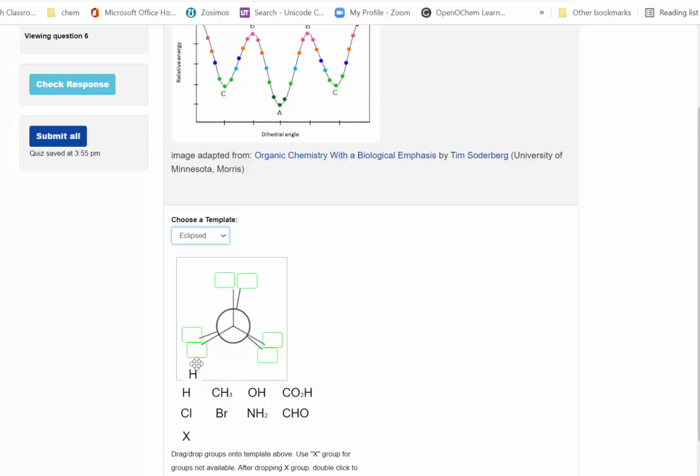And the idea is that you drag atoms as such. And I know, for instance, that there would be 2 hydrogens eclipsed.